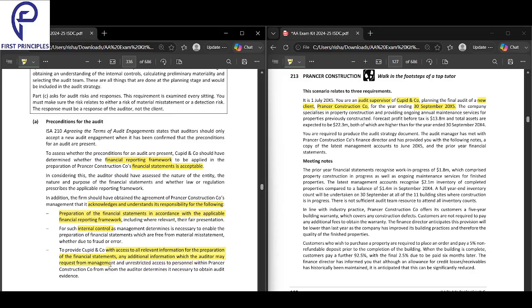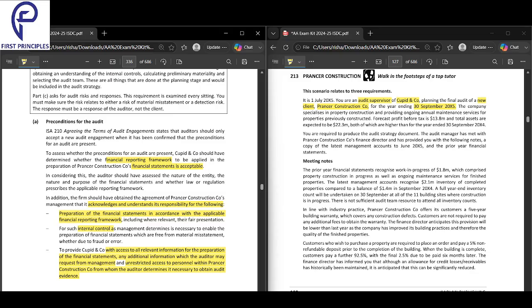They will give unrestricted access. Firstly, access to all information, and second, unrestricted access to all personnel. If we want to talk to anybody, we should be able to talk to them. If we want some document, they should give it to us. So management should provide unrestricted access to personnel and unrestricted access to information.